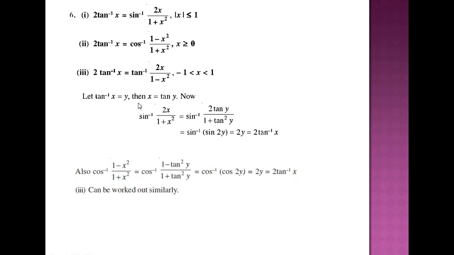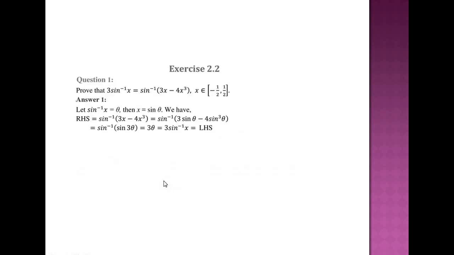Similarly, you can go for the other thing. You can replace x by tan y, as you have already said. So 1 minus tan square y upon 1 plus tan square y is nothing but the formula of cos 2y. So cos inverse cos nullifies, 2y, again replace y by tan inverse of x. So I can very well say that cos inverse of 1 minus x square upon 1 plus x square is nothing but 2 tan inverse of x. You can work out on the third property, so you will get the same answer.